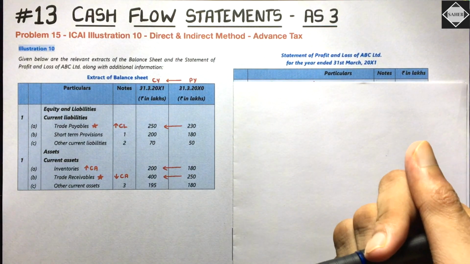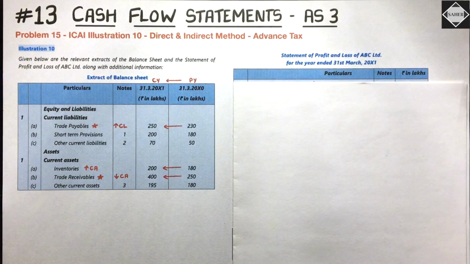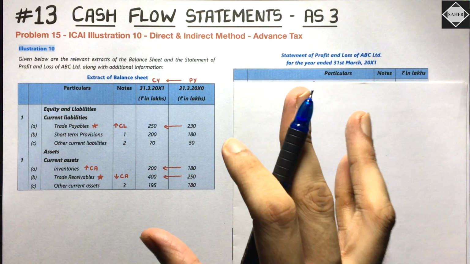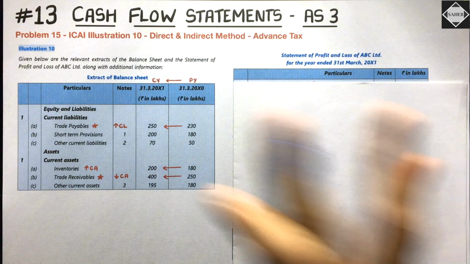And another important thing is here we have got an adjustment of advance tax. So it becomes a very important question for you. It's a simple question, it's a small question, but you have to understand here we have an advance tax also. So let's understand how to do that. Okay, let's begin. Let's analyze the question first.